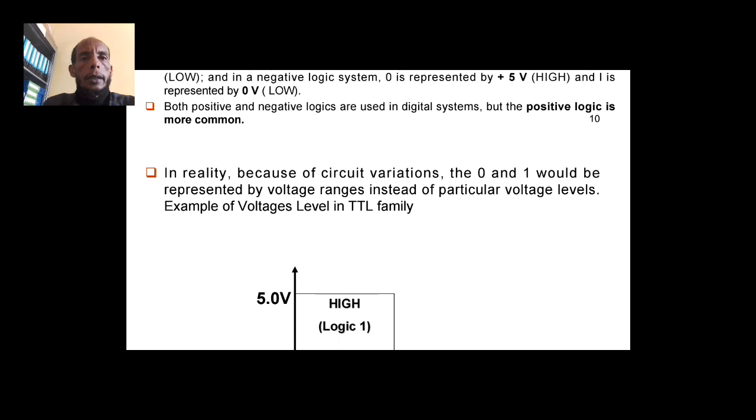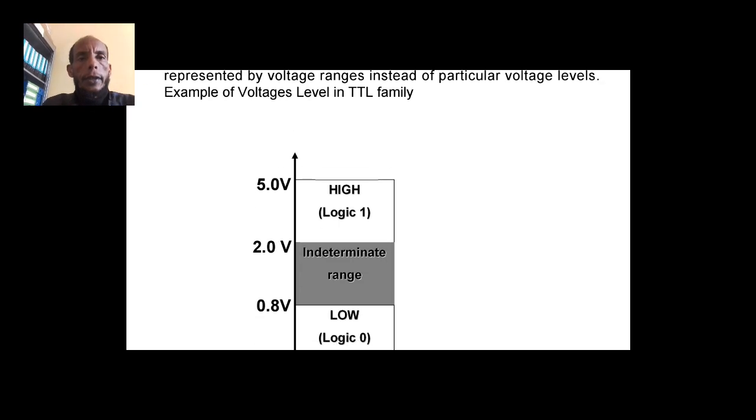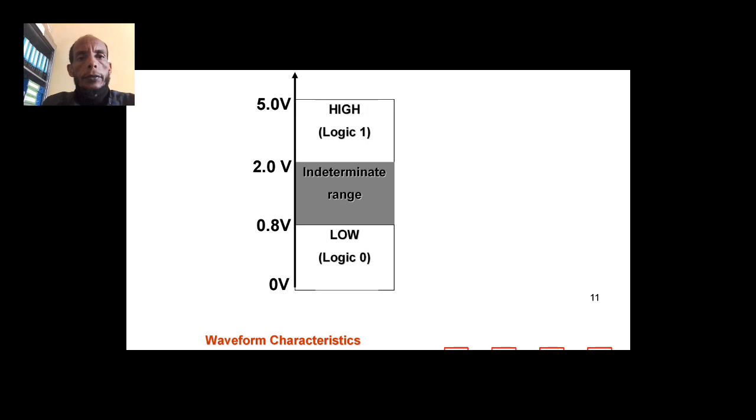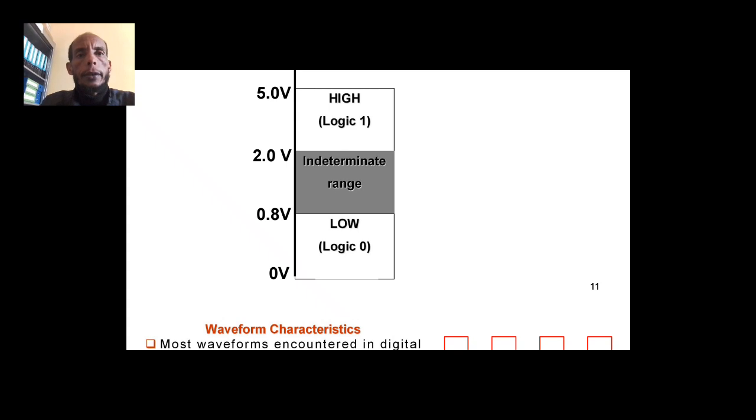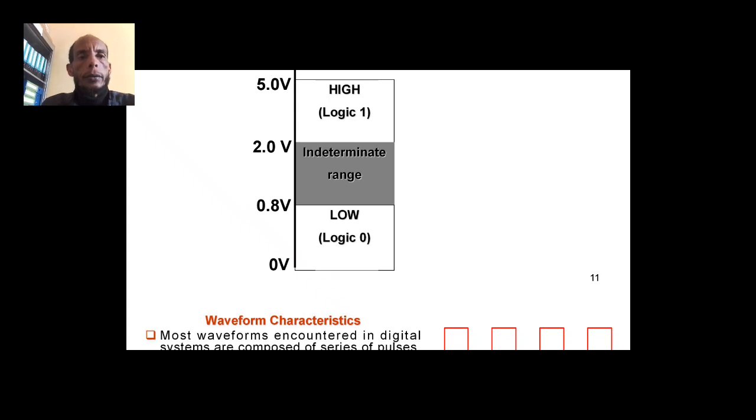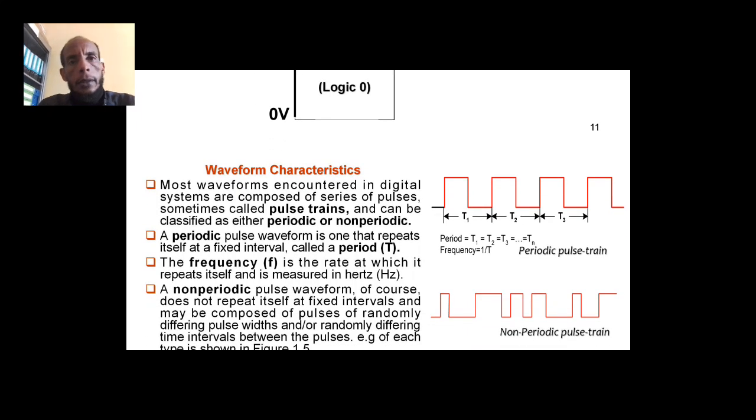In reality, in electrical circuit variations, 0 and 1 can be represented by voltage ranges for particular systems, especially in this transistor family. Look at this one: 0 volts, 0.8 volts, 2 volts, 5 volts. 5 is the highest or high level, 0 is the low level. What about the values between these, 0.8 and 2? That is called the intermediate range. That is the values obtained between the high and the low logic levels. Practically, we can get such results.